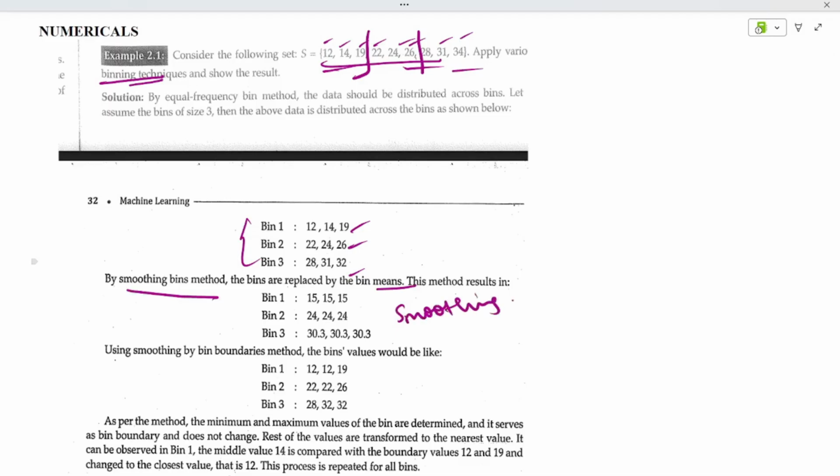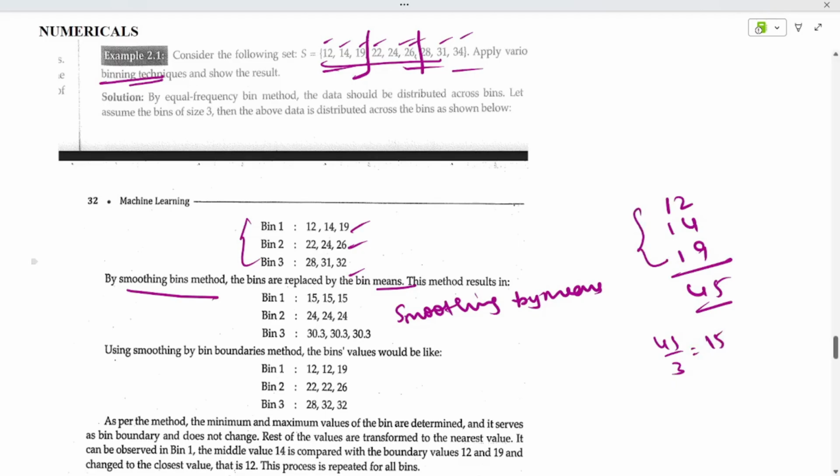The first step, smoothing by means, means you have to find the average. That means 12, 14 and 19, if you add, you will get 45. 45 divided by 3, because 3 elements are there, you will get 15. So you have to replace all the elements by 15. Again the same method here: you will get 24 and 30.3. So you have to replace all 3 elements by the mean.